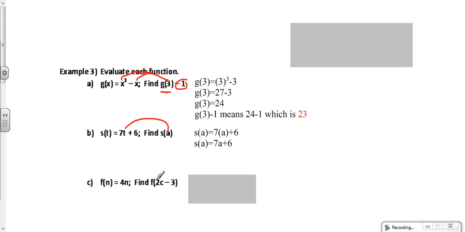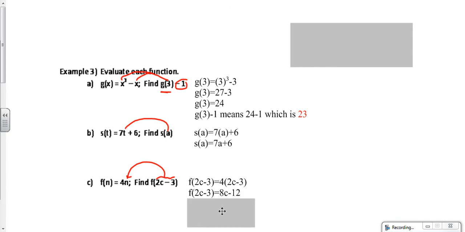Now this is what's really fun. f of 2c minus 3. Now we're going to plug in all of that into that position. Now what's that look like? Well, the n gets replaced with all of that, so it's substitution. We substitute in 2c minus 3, so then it becomes a distribution question. We distribute, and we get 8c minus 12.